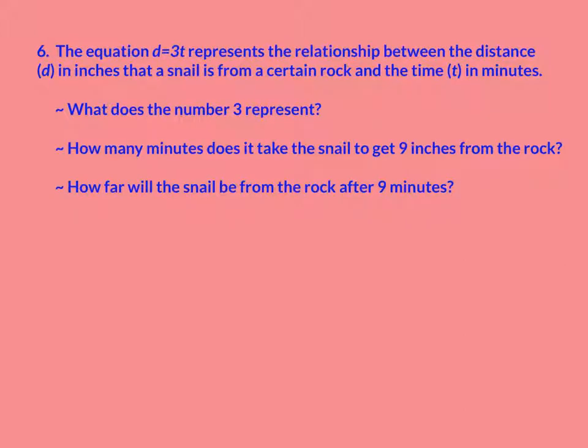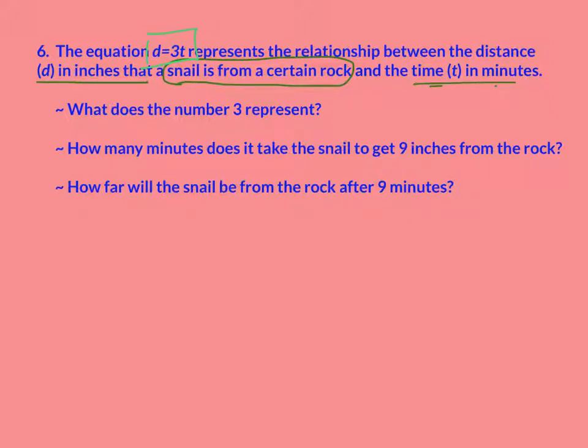And then finally, we've got the equation d is equal to 3t, representing the relationship between the distance d in inches that a snail is from a certain rock. Oh, snails go awfully slow. And the time it takes in minutes. So it's asking you in this equation, what does the 3 represent?